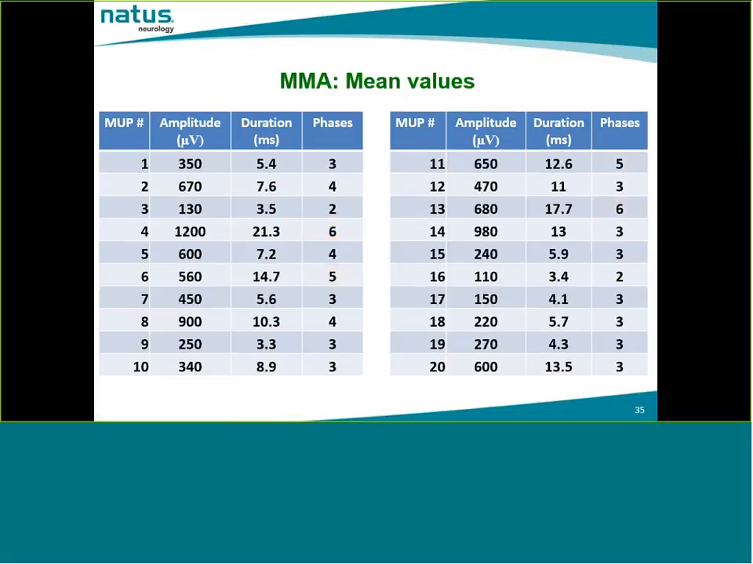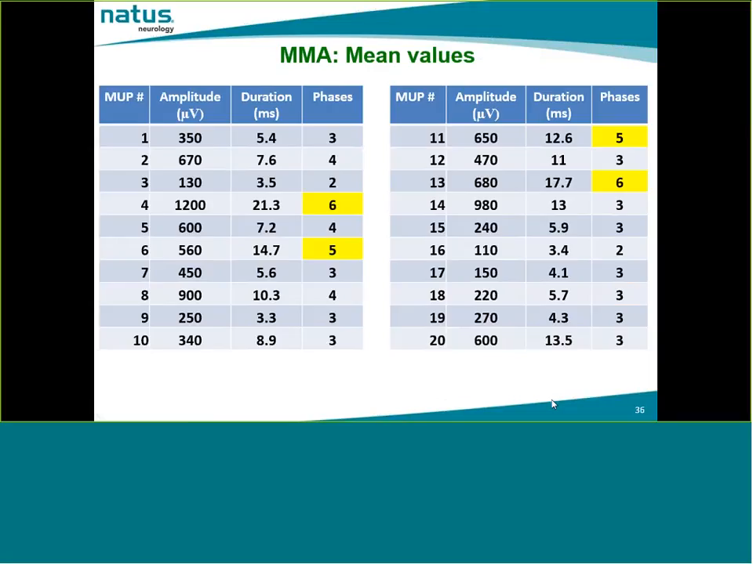Let's look at some more examples using mean values. So here are 20 motor unit potentials. We have measured amplitude and duration. The mean amplitude is 491. The normal range is 330 to 770. So the amplitude in this study is normal.